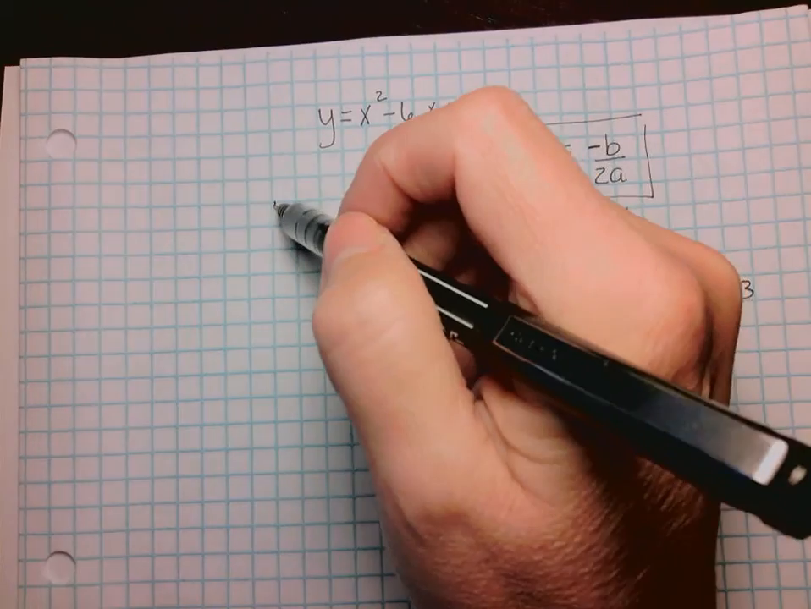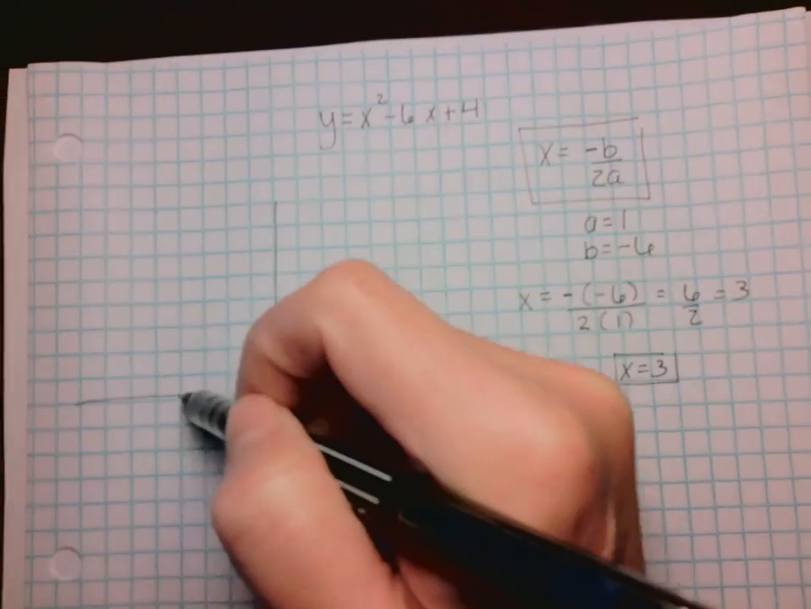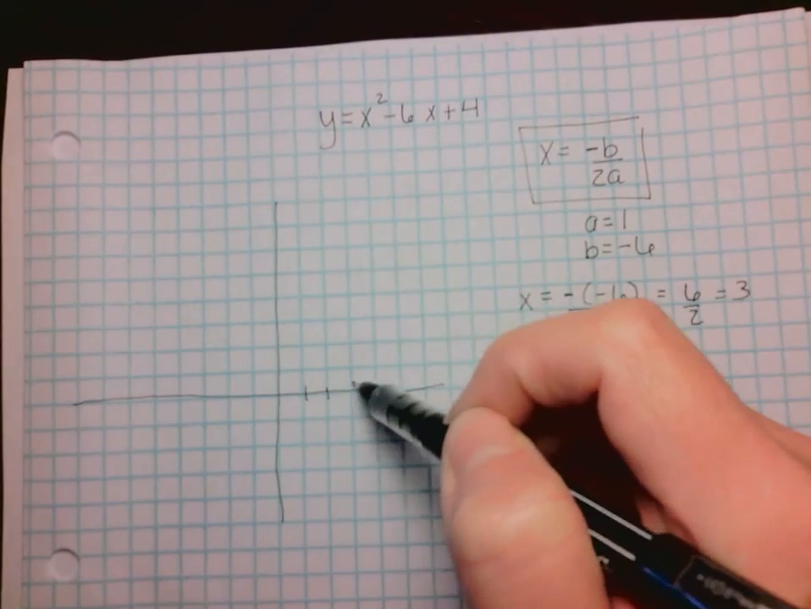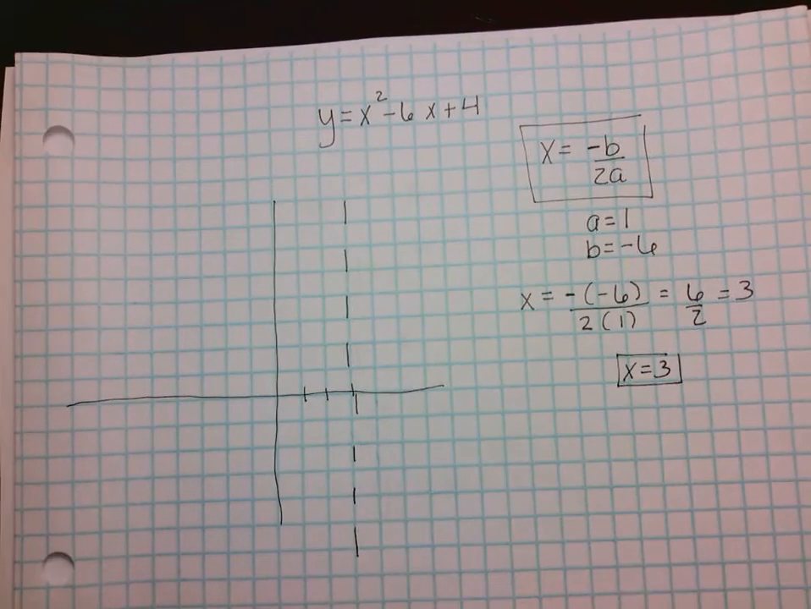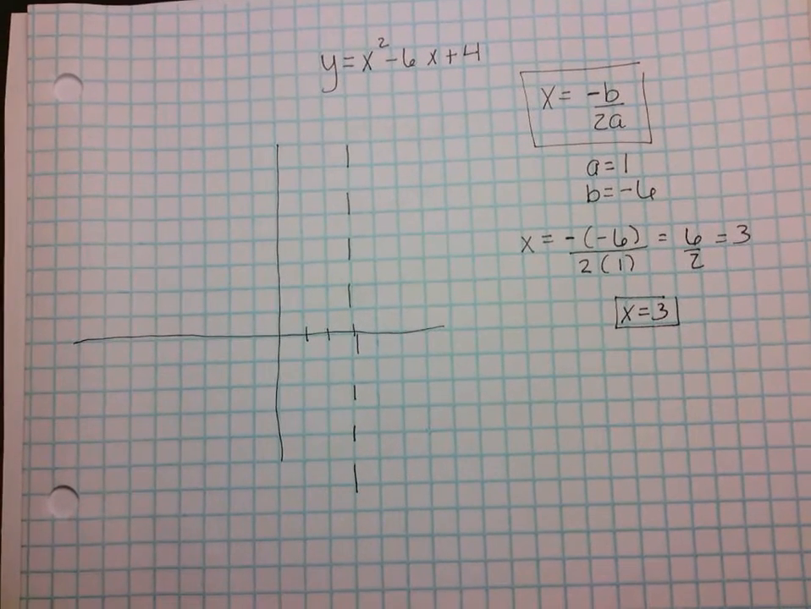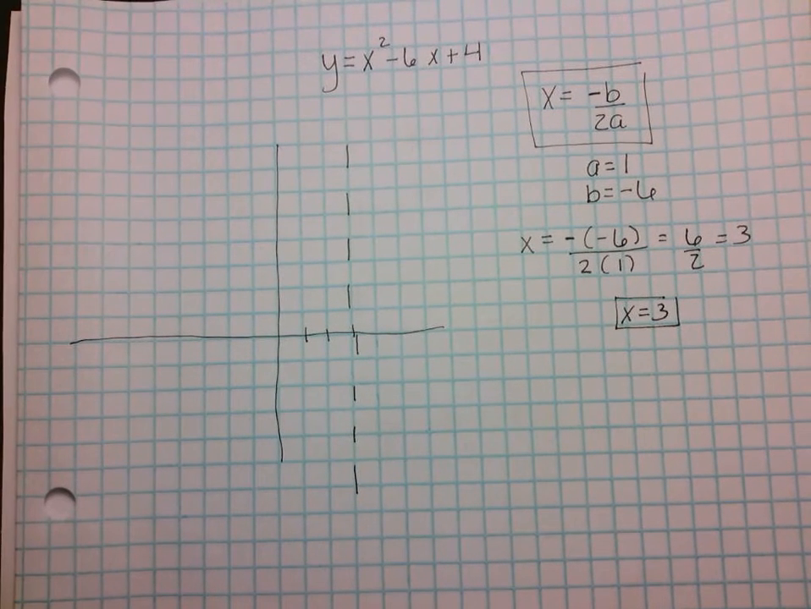So let me go ahead and graph what it is I know so far. I know that the axis of symmetry is at x equals 3. In other words, that imaginary line that divides this parabola in half is at x equals 3. I also know that the x coordinate of the vertex lies somewhere on this line, but I need to now figure out, well then, what is the y coordinate of the vertex?